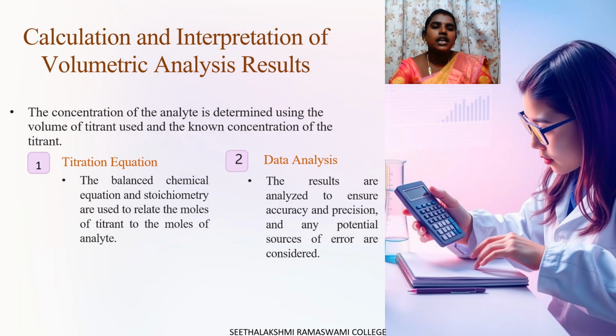After completing the titration, let me move on to the theoretical part, that is calculation and interpretation. In that, the concentration of the analyte is determined using the volume of the titrant used and the known concentration of the titrant. The titration equation, the balanced chemical equation and stoichiometry are used to relate the moles of titrant to the moles of the analyte. Data are analyzed to ensure accuracy and precision, and any potential sources of errors are considered.